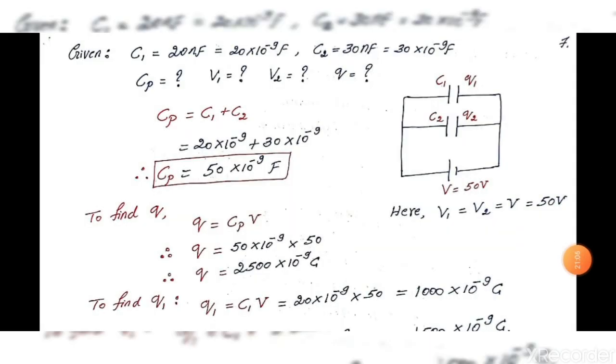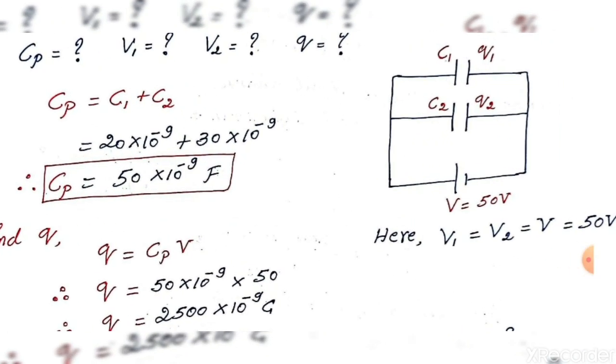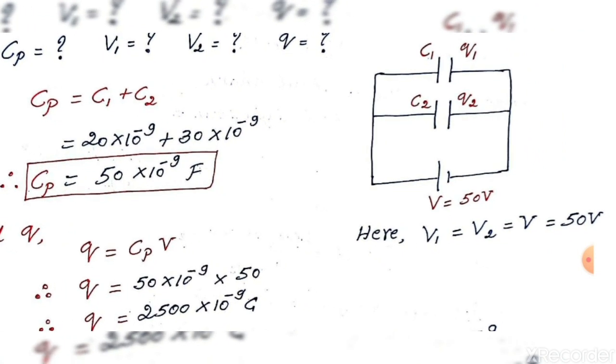Look at the picture, the two capacitors kept in parallel combination. In parallel, the potentials are the same, that is given V is equal to 50 volt, hence V1 is equal to V2 is equal to V. That means the potential remains the same across the two capacitors, that is 50 volt only. But the charges are different, Q1 and Q2.